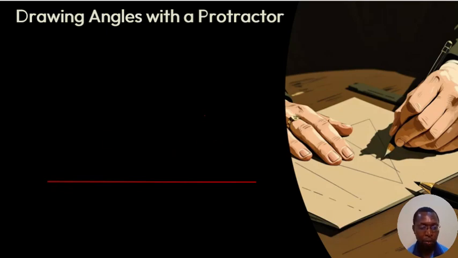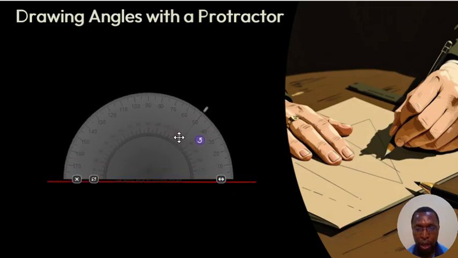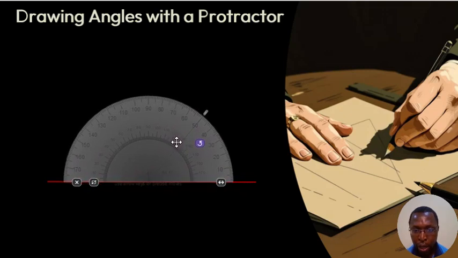Now, before you move your protractor, you have to locate the center point too. You have to locate the point where the pointer is coming from. So you have to locate your point here too. You can make it visible, and then you can now take away your protractor.